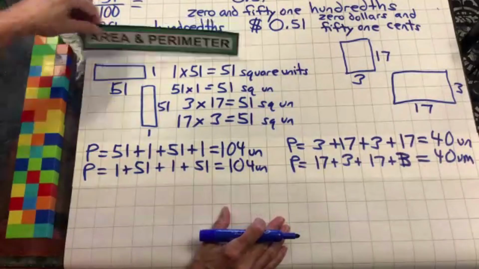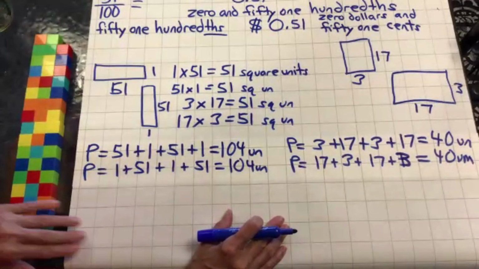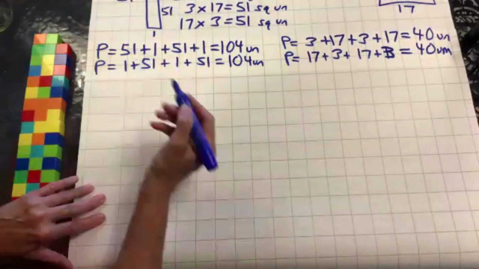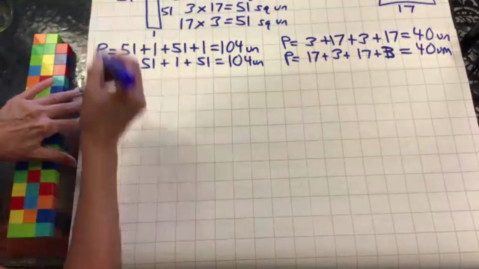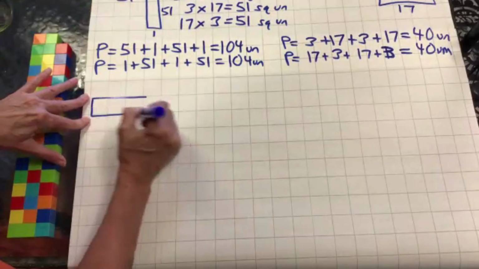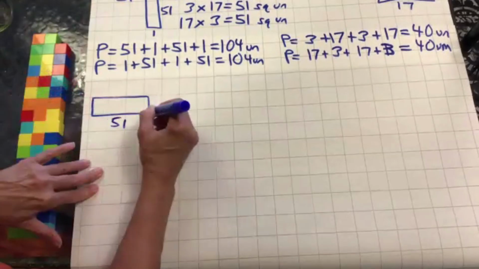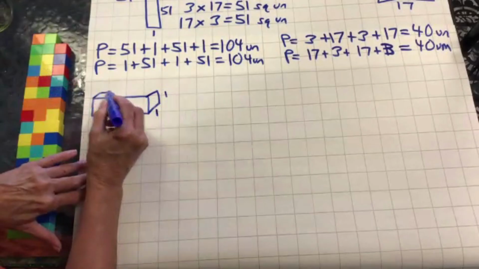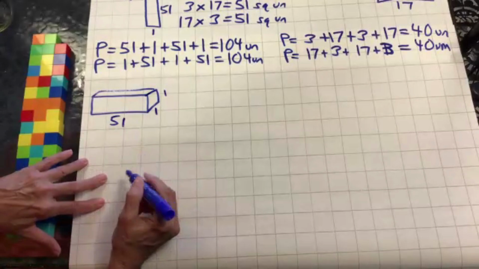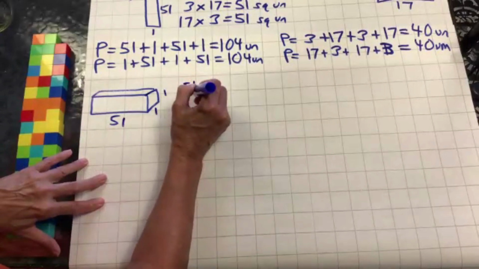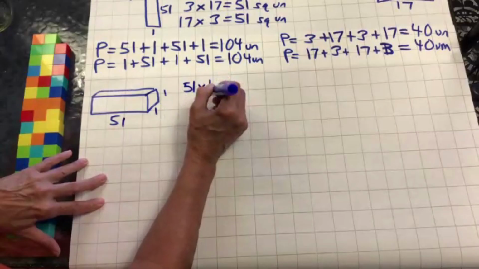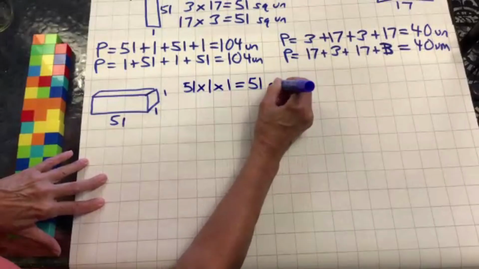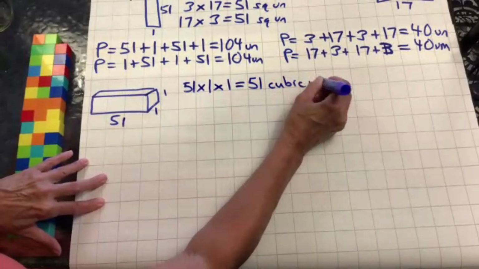All right, we're done with area and perimeter. This is an easy one because we only have 2 factor pairs. So let's go up to doing volume. So if we're doing volume, we're going to draw the same one up here. So here is our 51 across. We're going to do 1 deep and we're going to do 1 tall. So hopefully you're getting good at drawing these. So this is a 51 times 1 times 1 equals 51 cubic units.